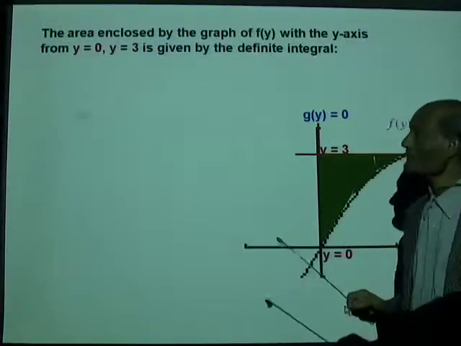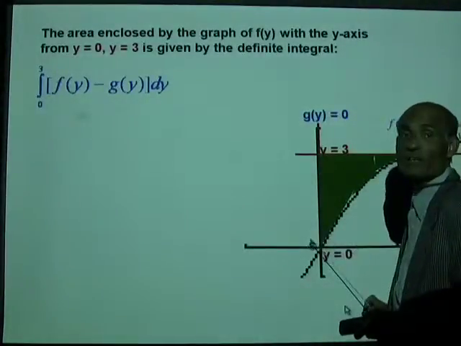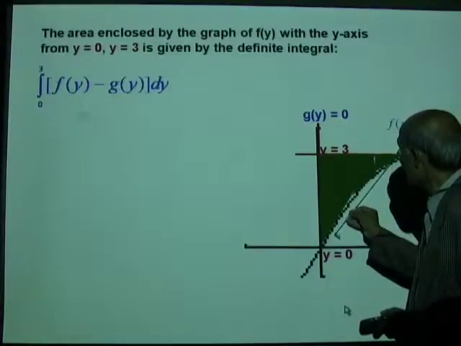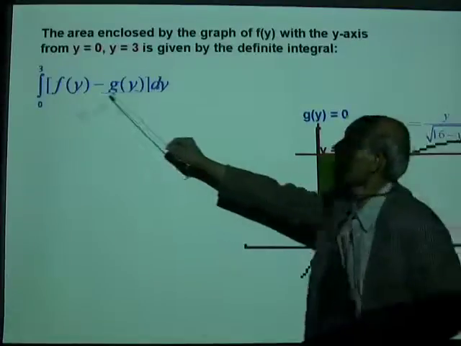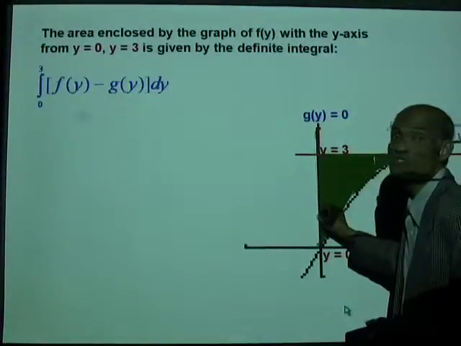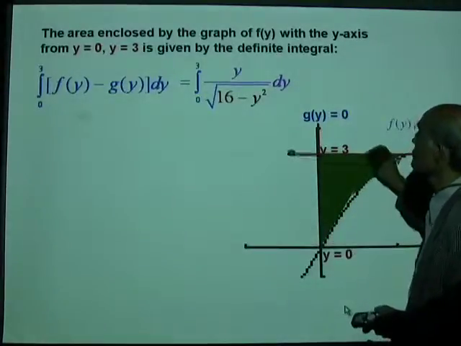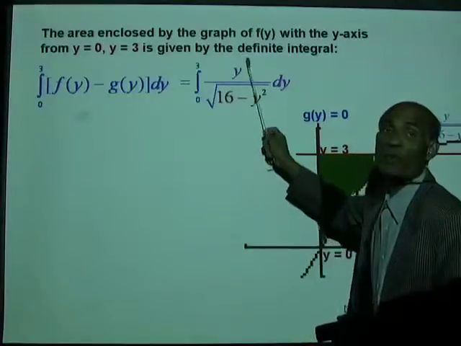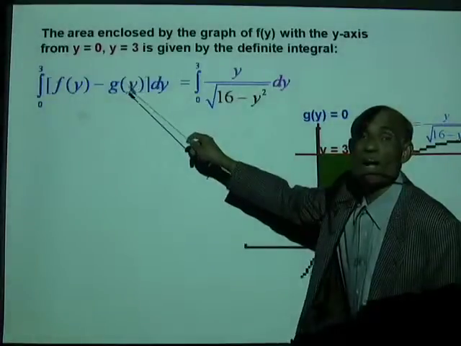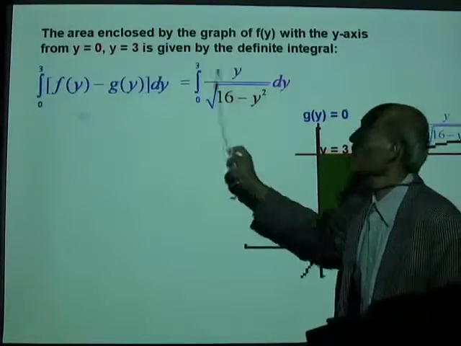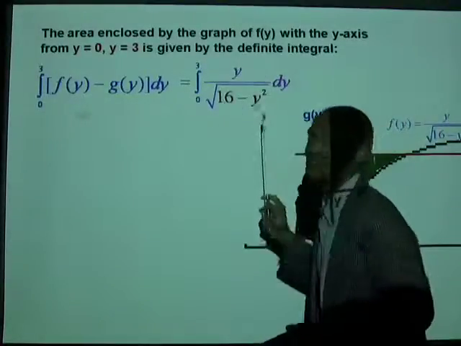All right? So that will be integral 0 to 3 along the y-axis, right function minus the left function. The right function is our f of y. The left function is our g of y equal to 0. So that will be integral 0 to 3 of f of y, y over square root 16 minus y squared dy, minus g of y. I did not write that there because that g of y is 0. Alright, how do you integrate this?